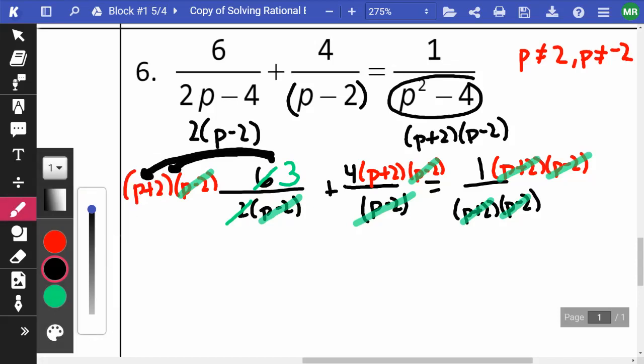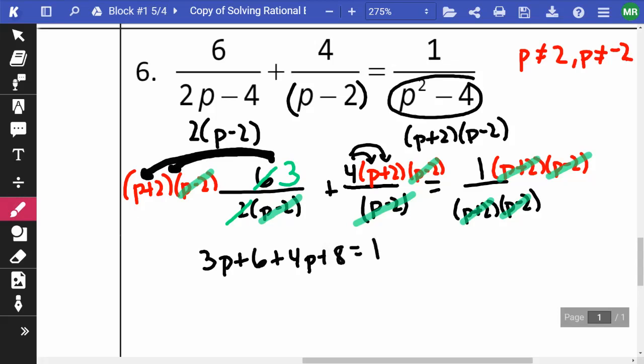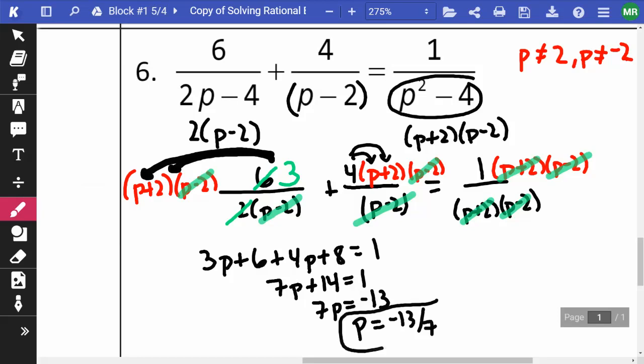Let me just shrink this a little bit. And so I'm going to get 3p plus 6. And then here the 4 is going to multiply with both of those. So I'm going to get 4p plus 8. And the other side equals 1. So this is going to be 7p plus 14 equals 1. 7p equals a negative 13. And p equals a negative 13 over 7. And again, that's not one of my restrictions. So that's my answer. And hopefully that helps.